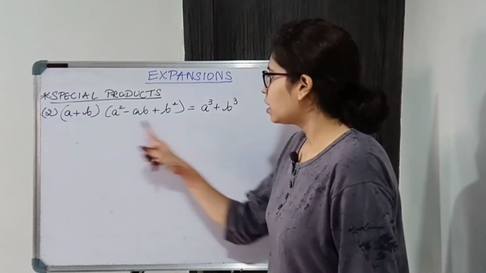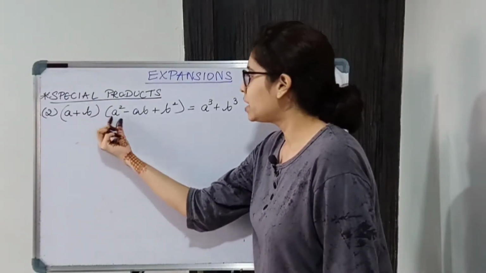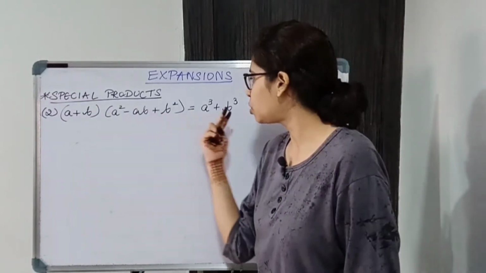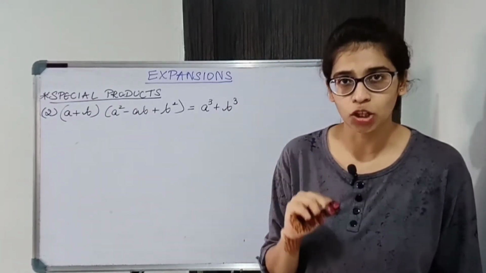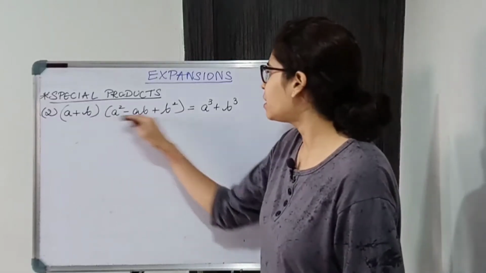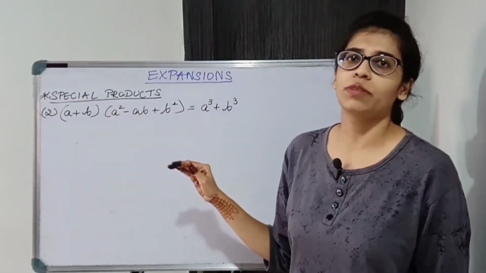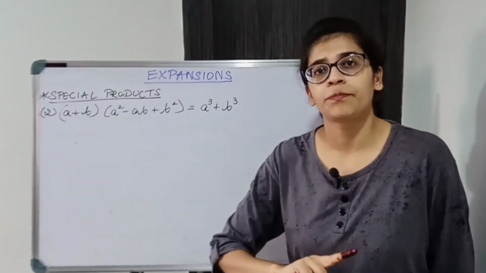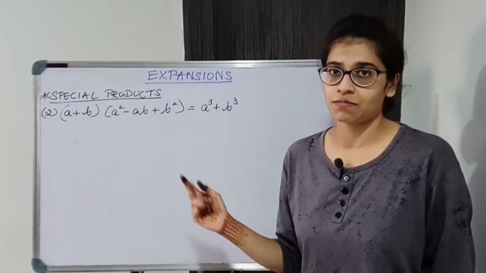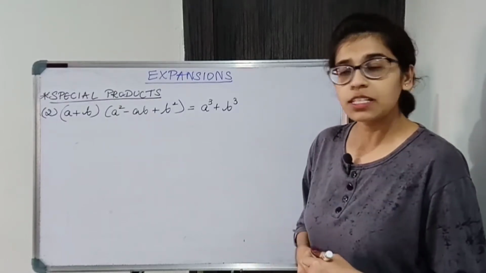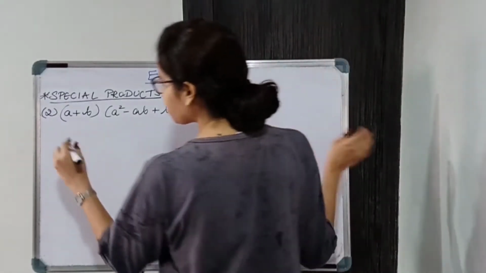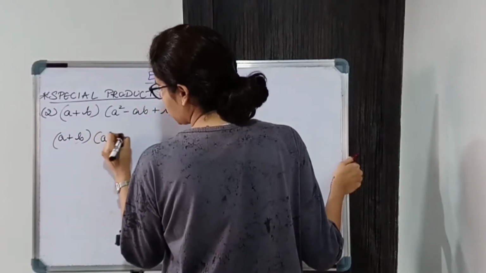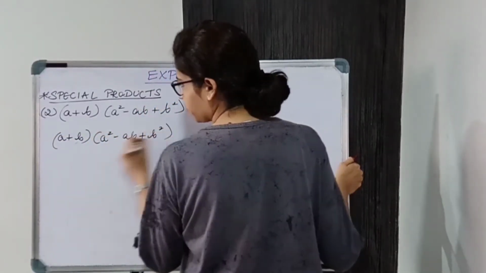Now (a + b)(a² - ab + b²). When you multiply these two brackets you get a³ + b³. So you can easily derive a³ + b³ by multiplying these two brackets, and from a³ + b³ also you can derive this. So we'll learn both ways. Now the first one is very easy.